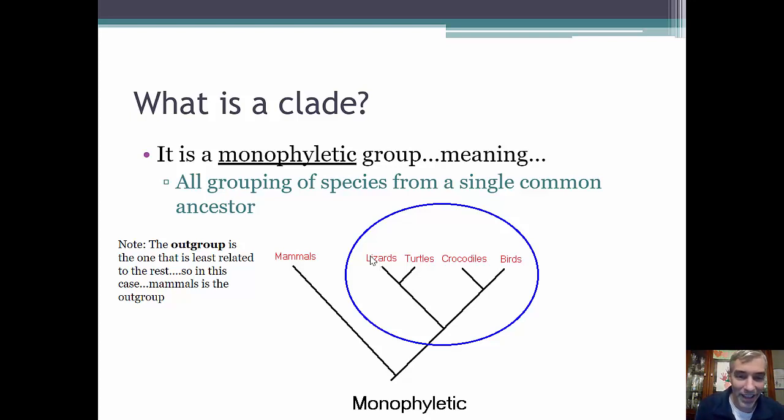If you look at a monophyletic group, the group that is least related to all the other ones, as you can see here, mammals, that's what's called the outgroup. The outgroup is the group that is least related to all of the other ones on the phylogenetic tree.